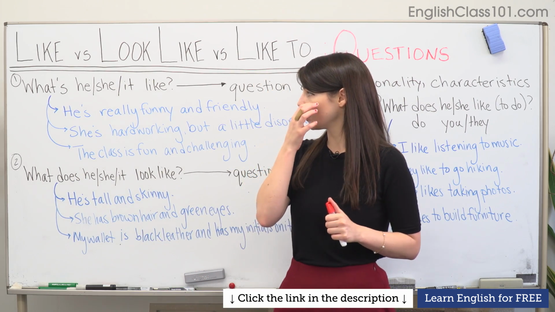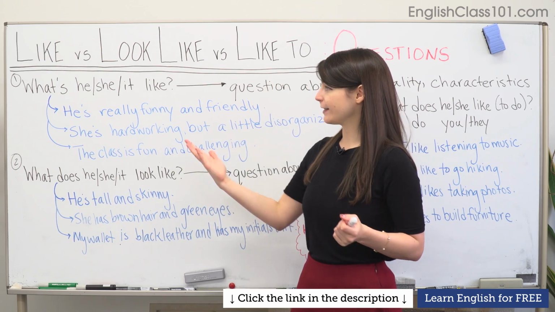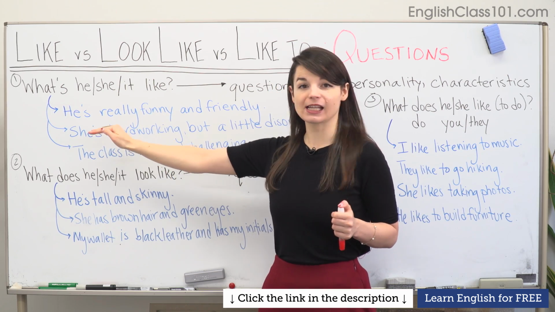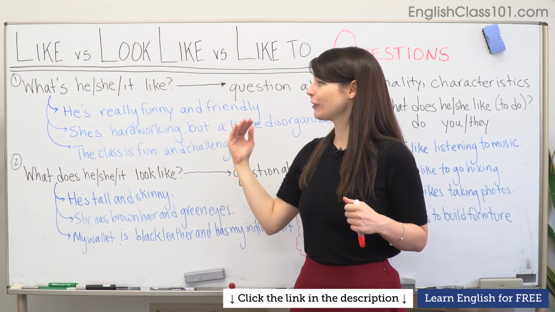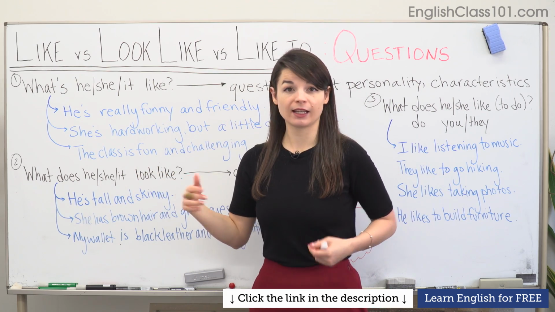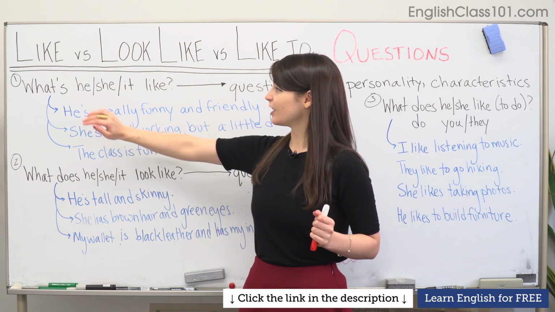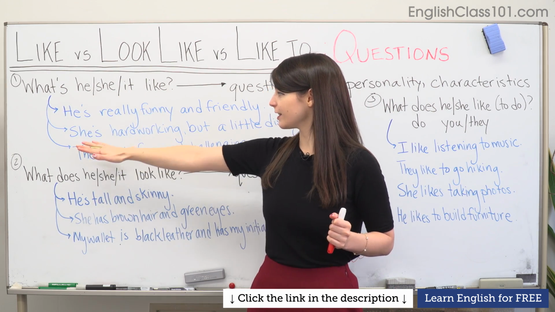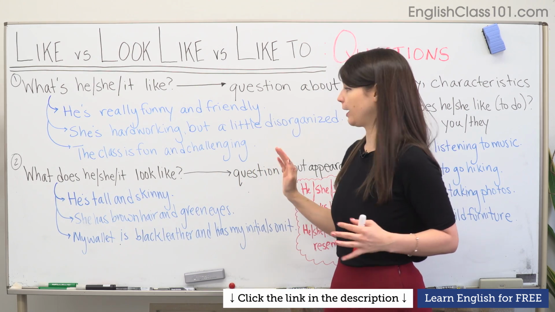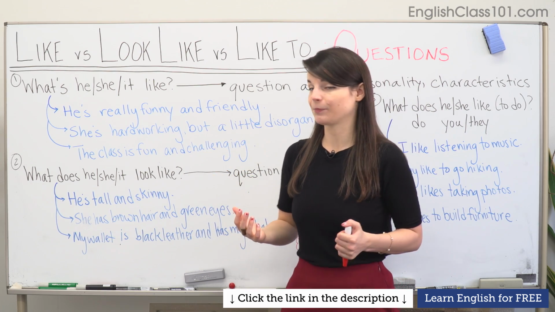So let's take a look at a few examples of how we could answer this question. For example, if the question is, what's he like? We could say, he's really funny and friendly. This is a statement about his personality. He's funny and friendly, here, his personality. If the question is, what's she like? We can say she's hardworking but a little disorganized, for example. So again, a personality question gets a personality-related answer.